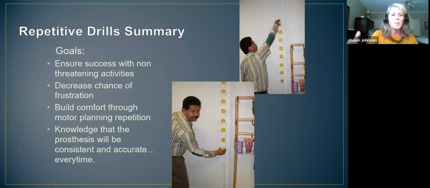So in summary, for repetitive drills, we want to make sure there's success with non-threatening or non-frustrating activities. Build comfort through this repetition, motor planning, and the knowledge that the prosthesis is going to do what they want to do when they want to do it. If it doesn't, there's a problem and we need to address it.